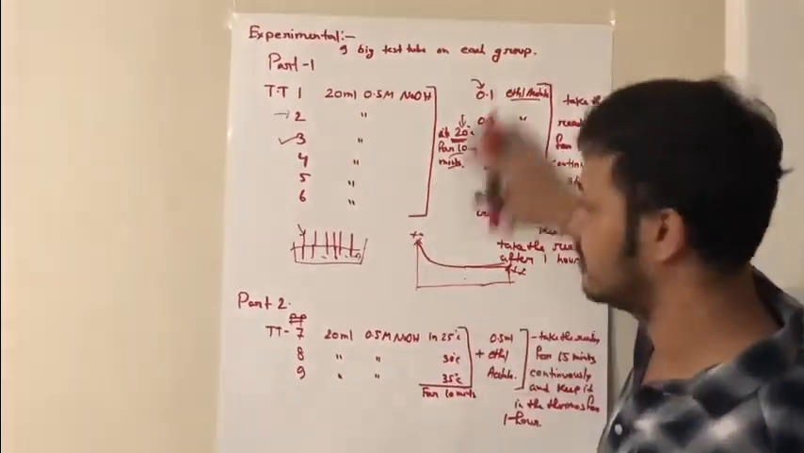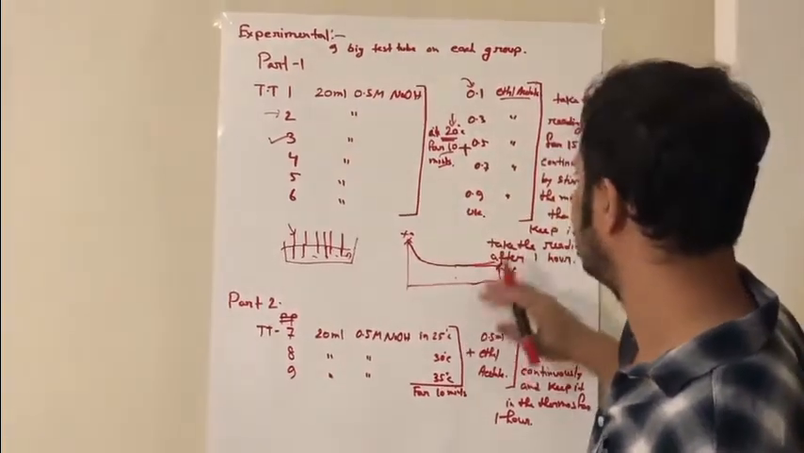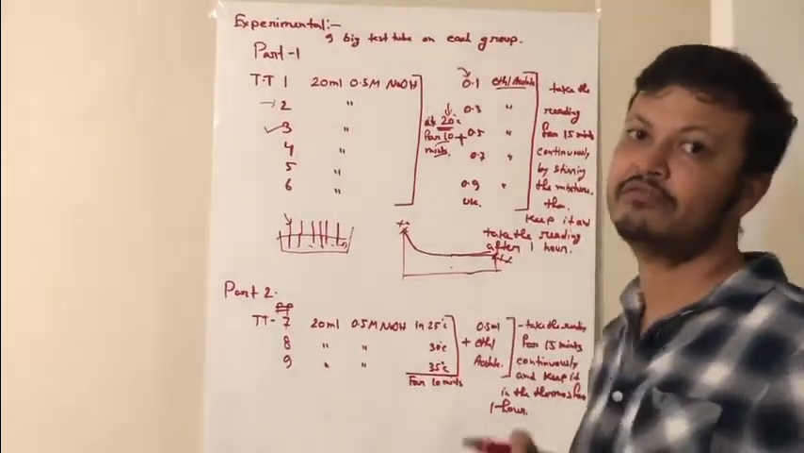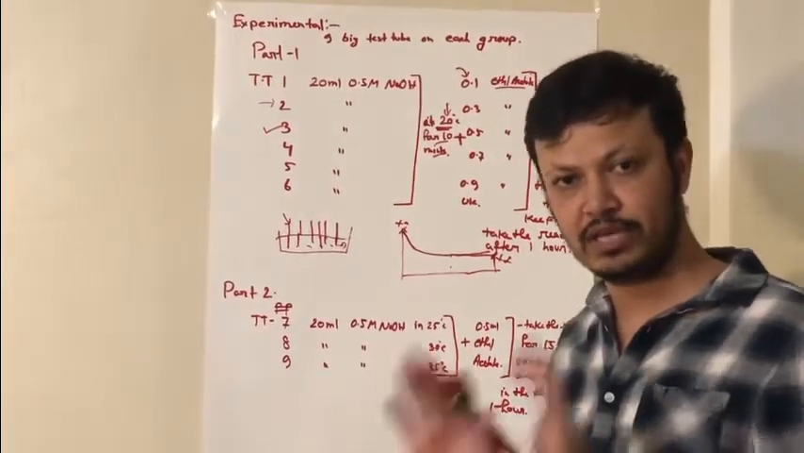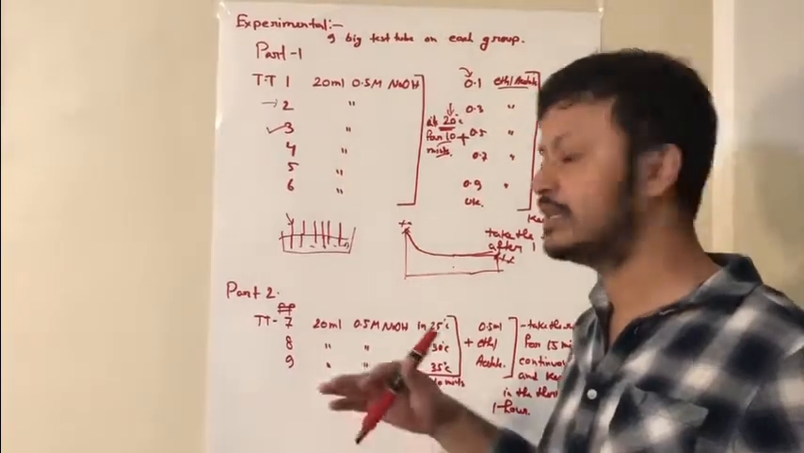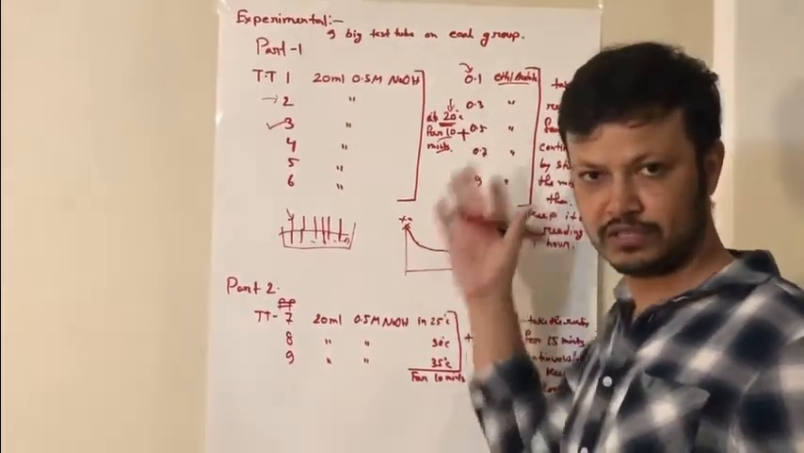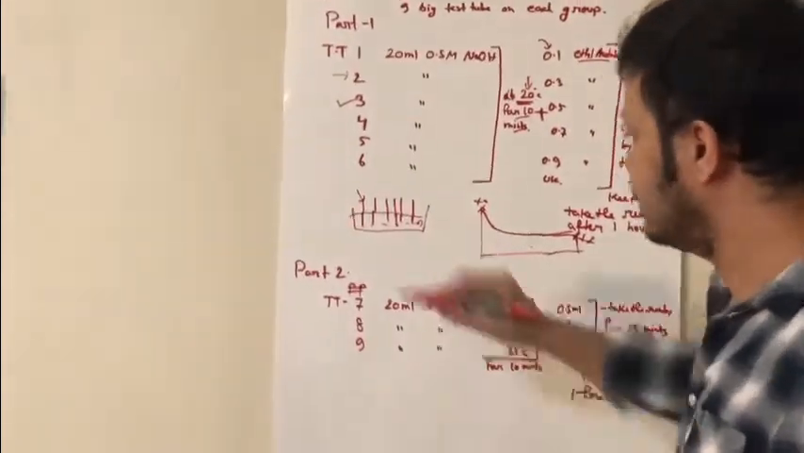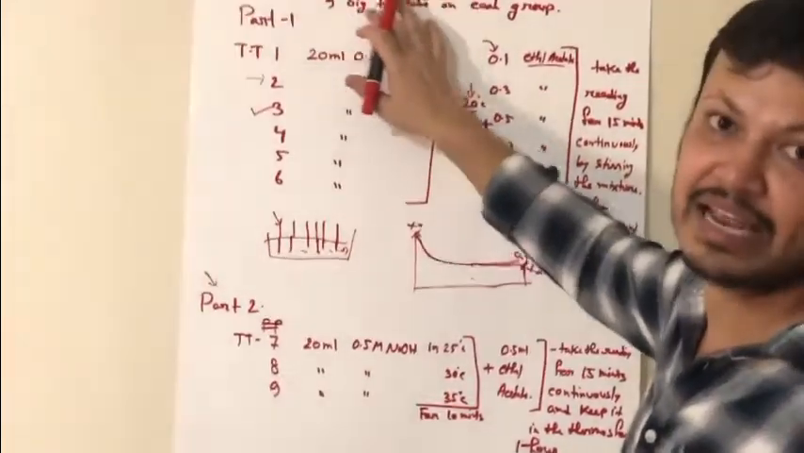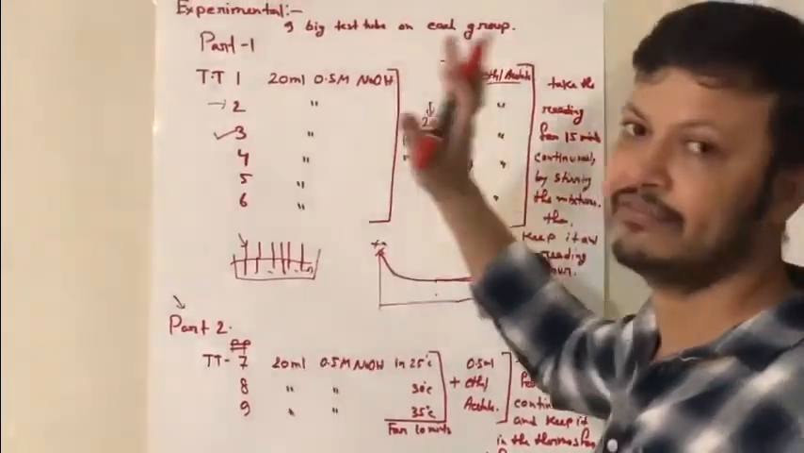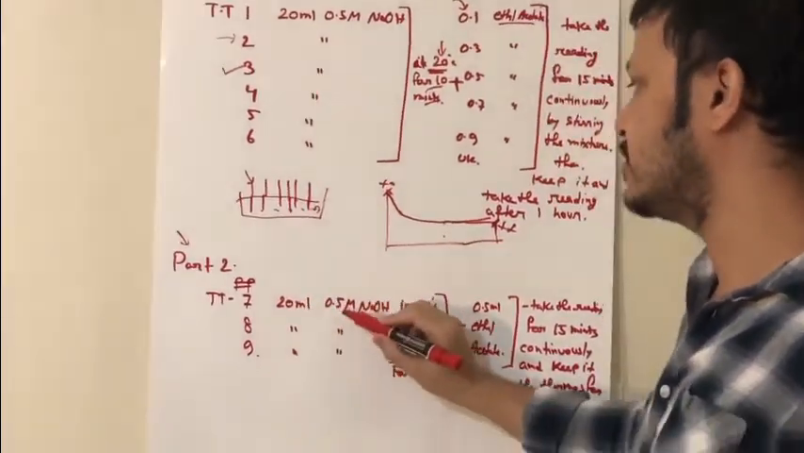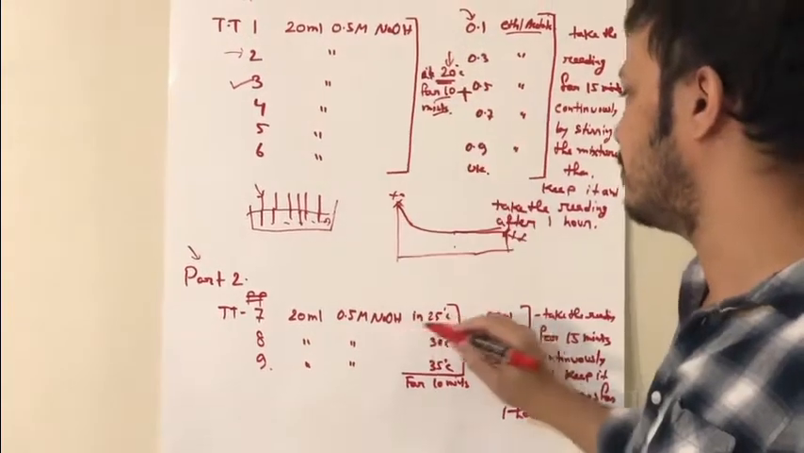Now take a look at part 2. This is done with part 1. In all cases you take the reading after 1 hour also. First you take readings for 15 minutes continuously, then you keep it and start the next one, and after finishing the lab you take the readings of all of them. In the second part, you have 3 test tubes left, number 7, 8 and 9. Take 20 ml of 0.5 molar sodium hydroxide.